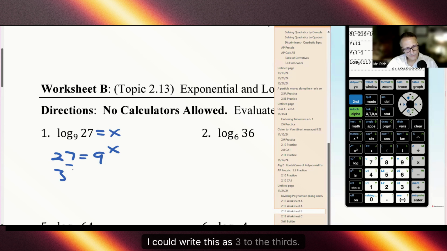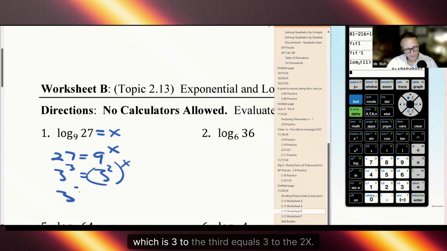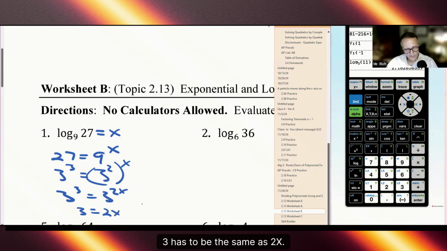I could write this as 3 to the third, this as 3 to the second to the x, which is 3 to the third equals 3 to the 2x. Now this, with the one-to-one property, 3 has to be the same as 2x, so x is 3/2, like that.